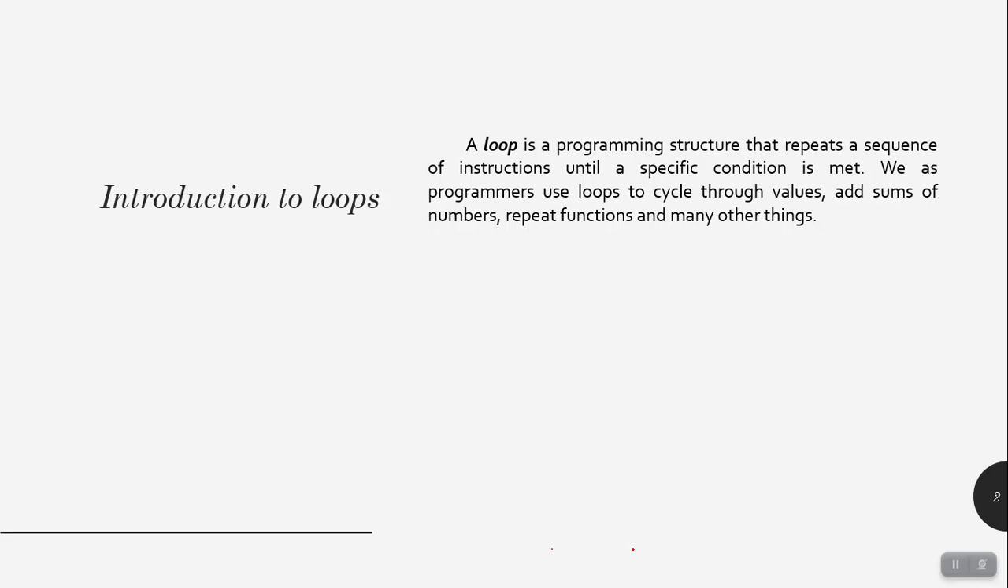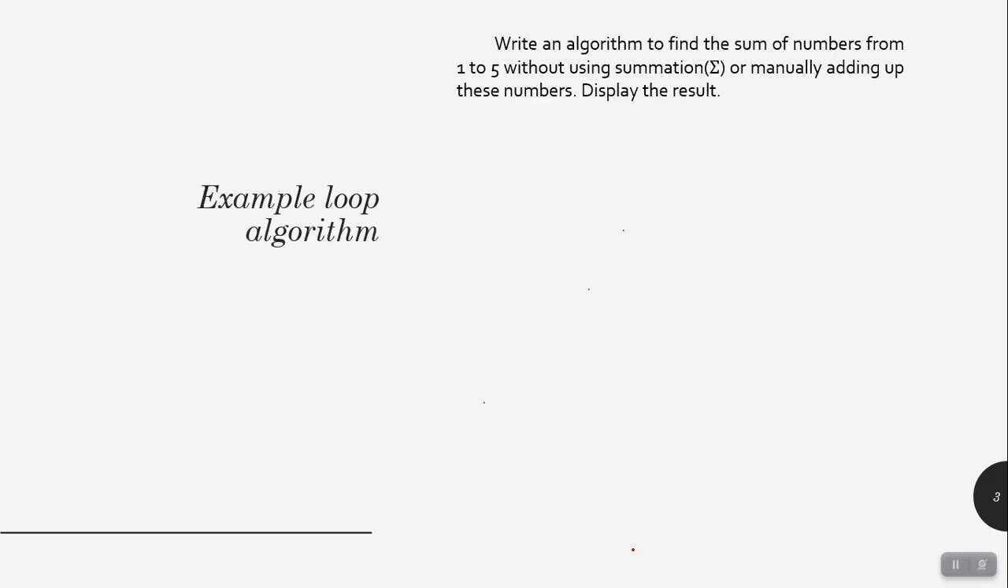A loop is a programming structure that repeats a sequence of instructions until a specific condition is met. We as programmers use loops to cycle through values, add sums of numbers, repeat functions, and many other things. In other words, a loop is used to repeat a certain step or procedure until a condition is met.